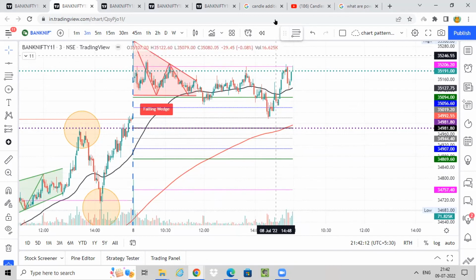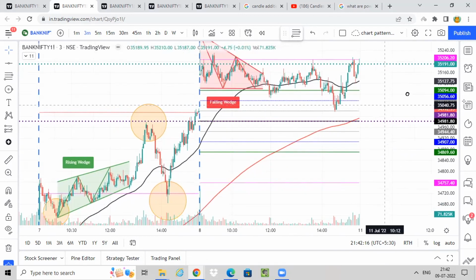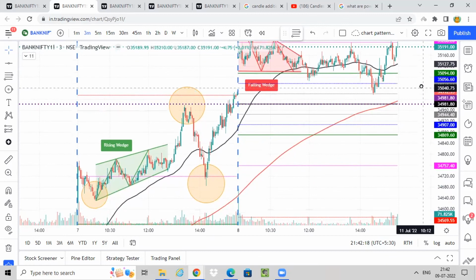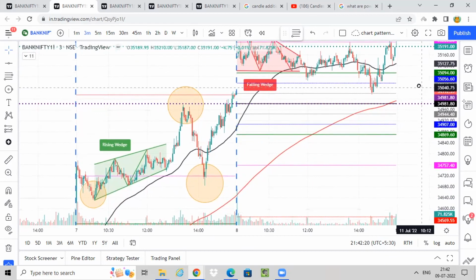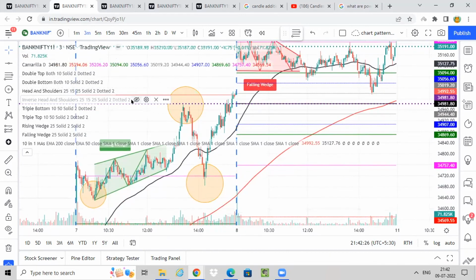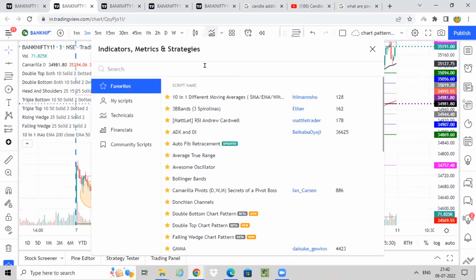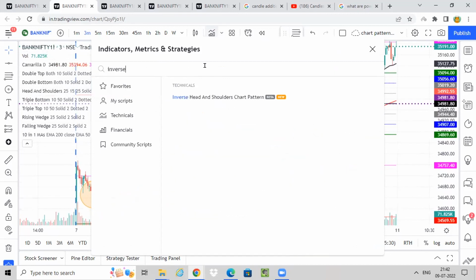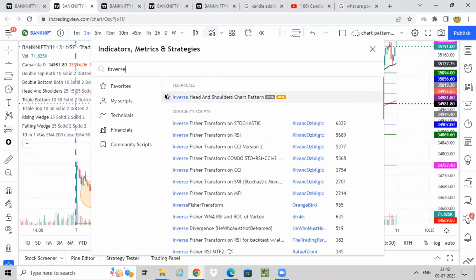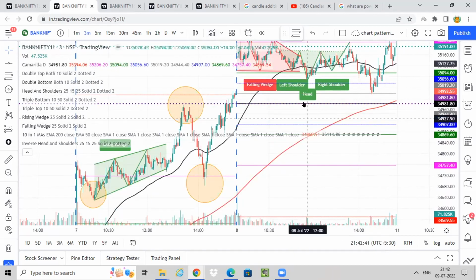Just before you close, if you don't have anything, can you show in the indicator how you search for this particular thing? Yes, sir. These are inbuilt indicators. For example, I'm removing this and I'll add it again. You can go to indicators, type inverse head and shoulder, and just add it. It will show up. See, it showed here.